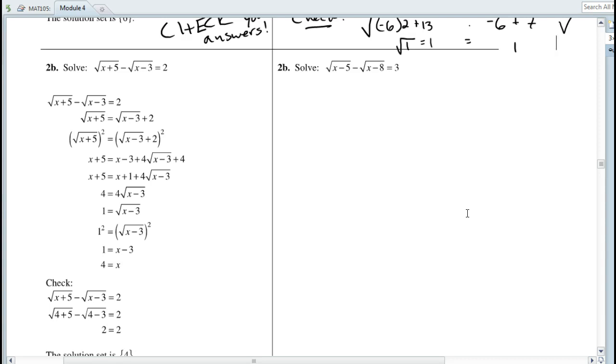When you have two square roots like this, added or subtracted, you're basically going to have to square the equation twice. So basically you want to isolate one of the radicals and then square the equation. Hopefully you can isolate the other radical and then square it again. So let's move this term, the minus square root of x minus 8, to the other side. Since we're subtracting it, let's add it. So we get the square root of x minus 5 equals 3 plus the square root of x minus 8, and then we're going to square both sides.